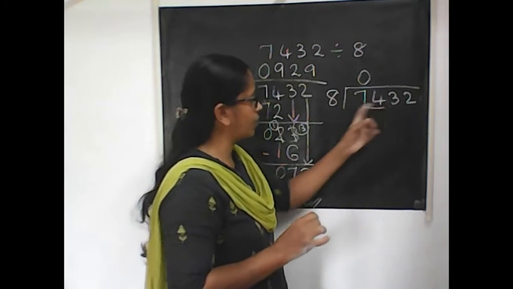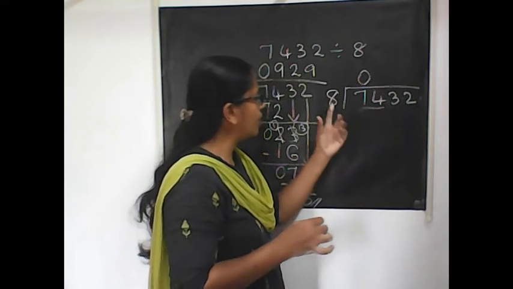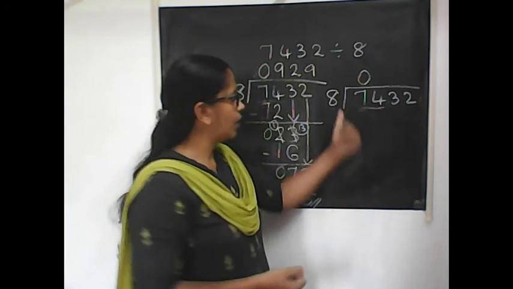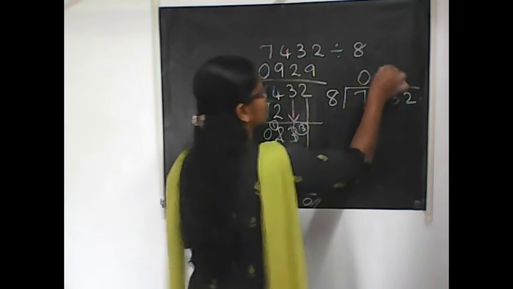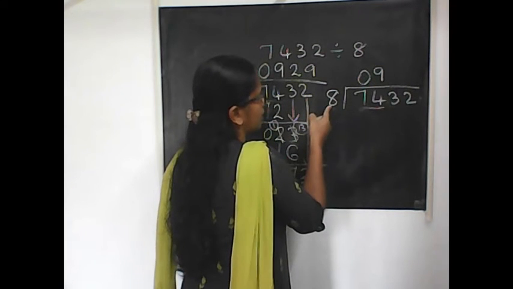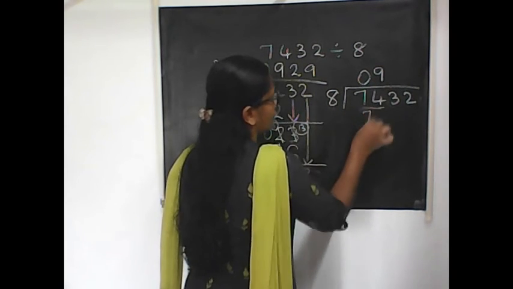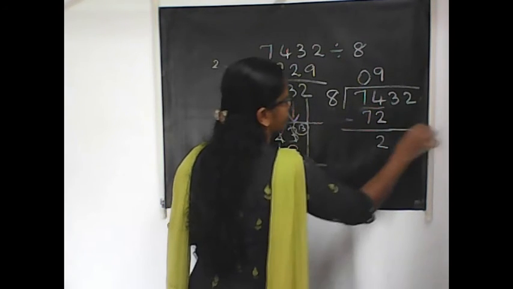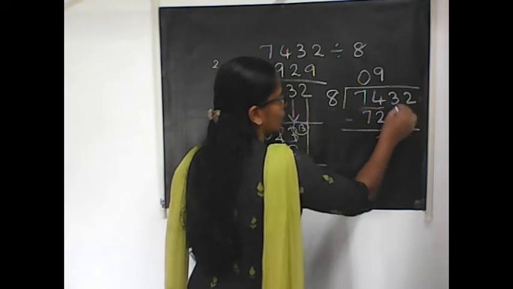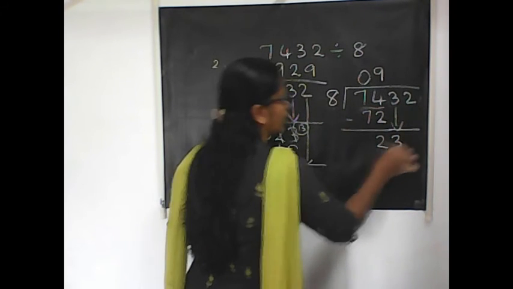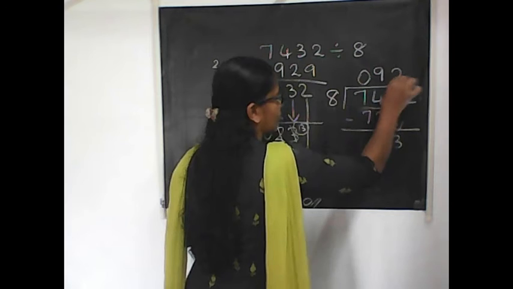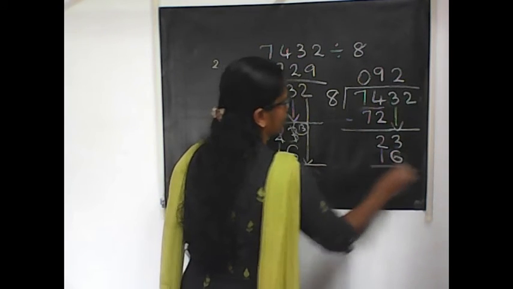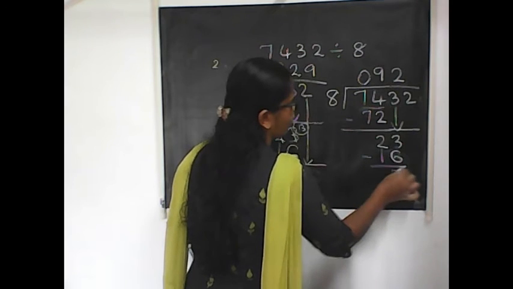Then consider 74. In 74, how many times can you take 8 at a time? Say the table of 8. We have already done that, it is 9 times. 9 times you can take 8 at a time. So you get 72. Minus it. You got 2. Okay. You cannot take away 2. So bring down the next number, 23. In 23, you can take 2 times. That is 8 2s are 16. Then minus it. When you subtract, you got 7.